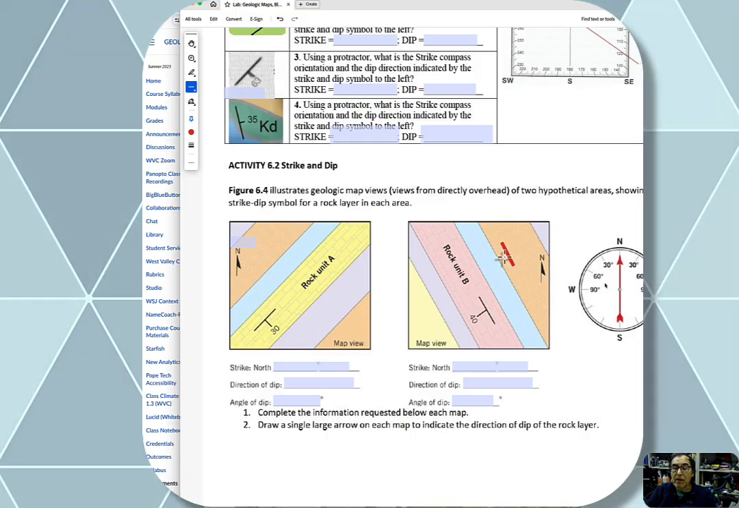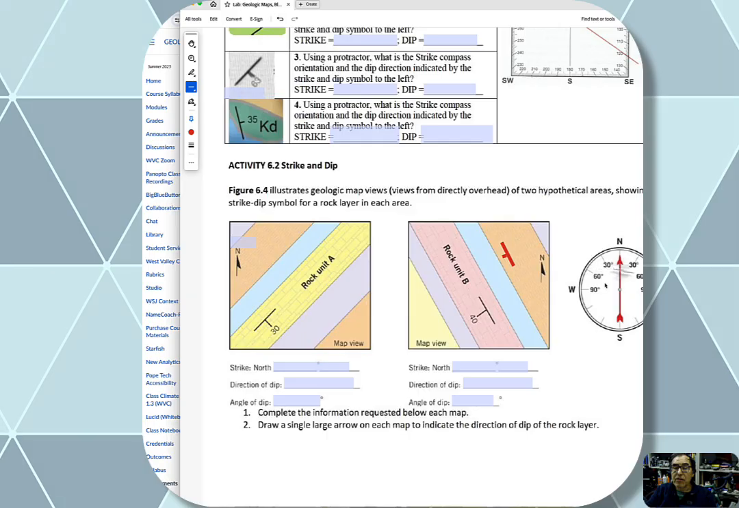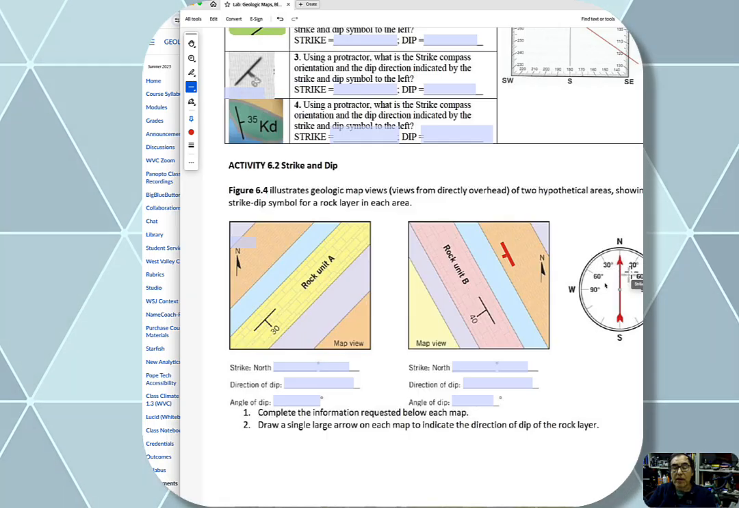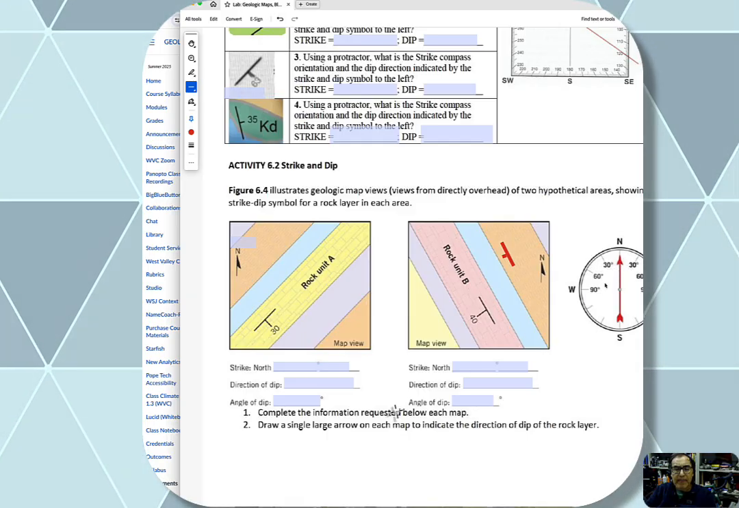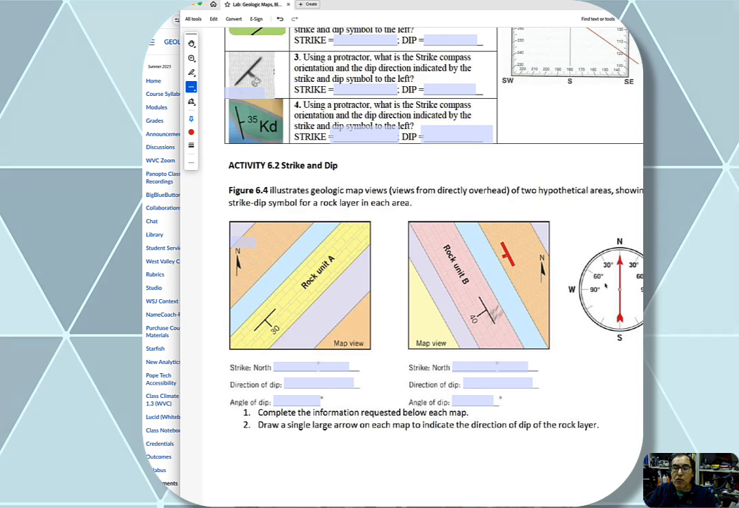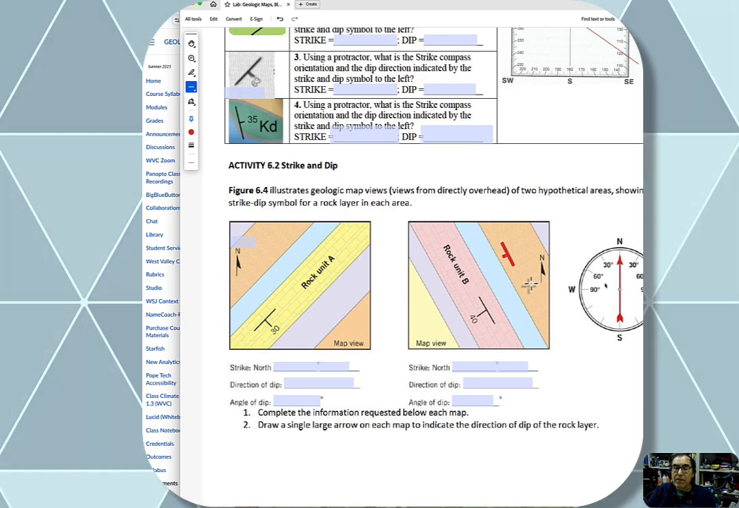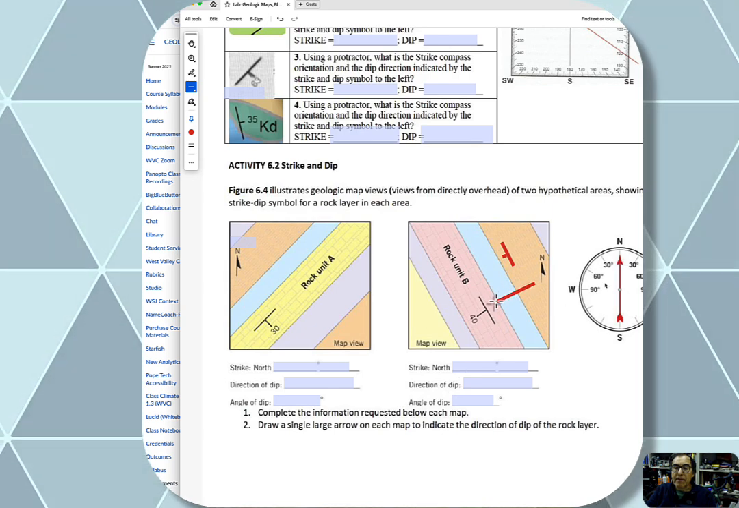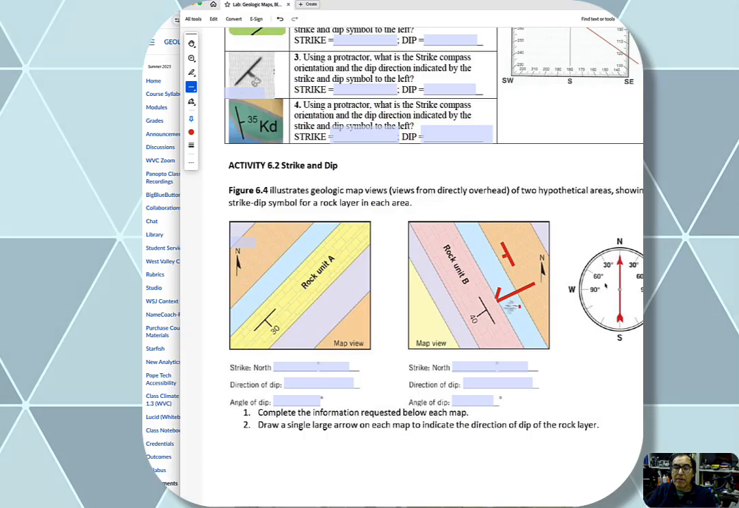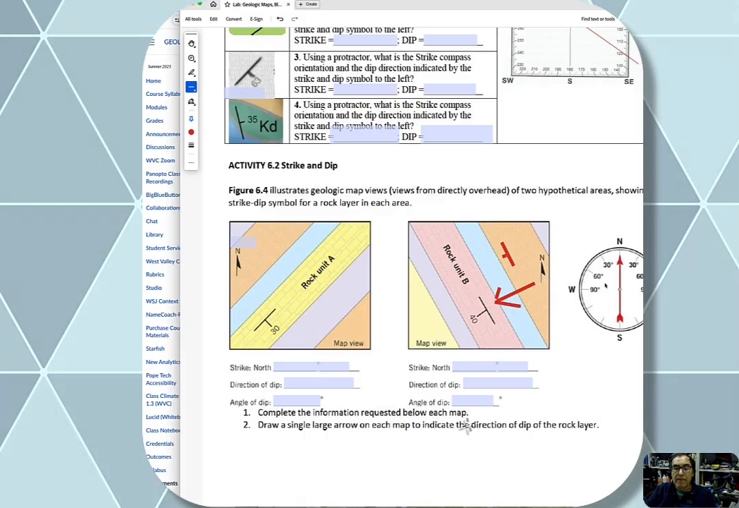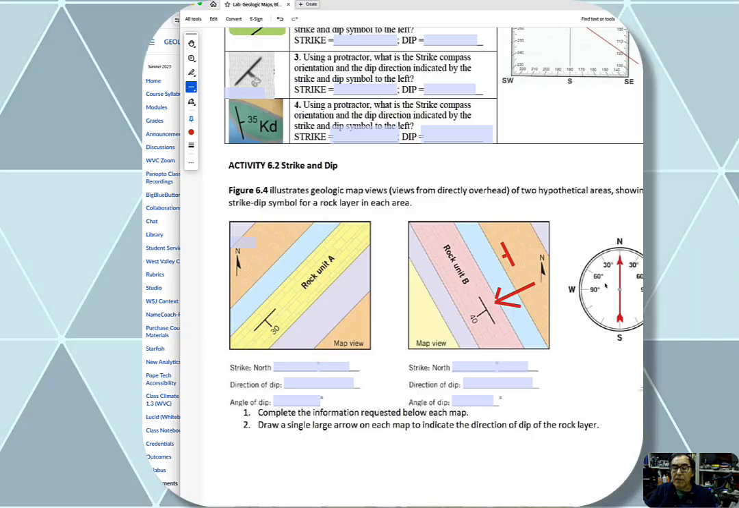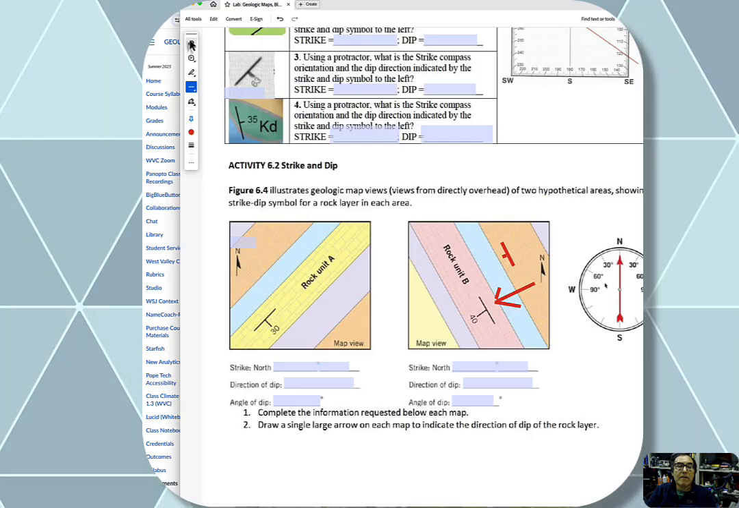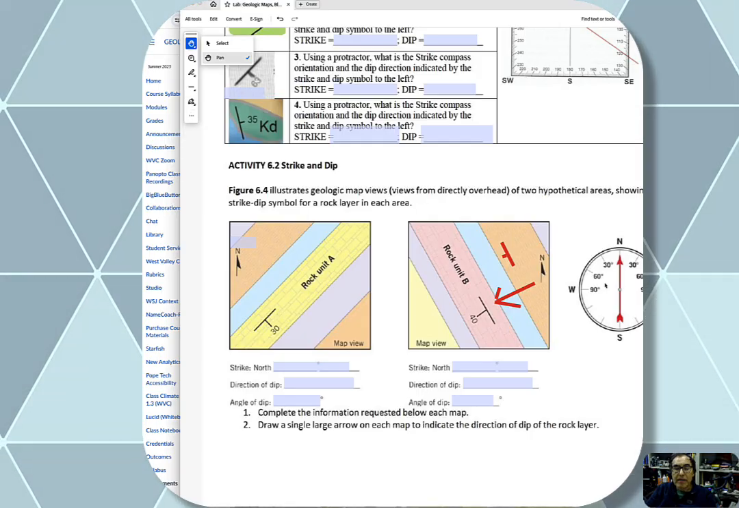In this case, they're telling you it's dipping in this direction there, right? So you would have a strike and dip symbol like that. And then I think they want you to draw a big arrow to show which way. Like for the example here, you can show they're all dipping in this direction, right? You could draw a big arrow like that, so to indicate the direction of dip. All right, so that's pretty straightforward for the strike and dip there.